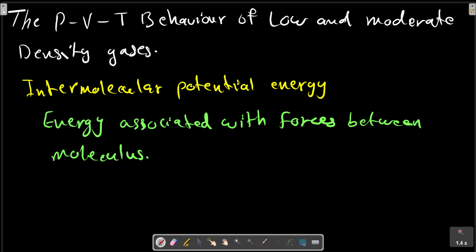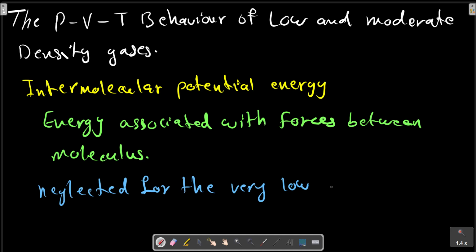It was stated there that at very low densities the average distance between molecules is so large that intermolecular potential energy may effectively be neglected for the very low densities.